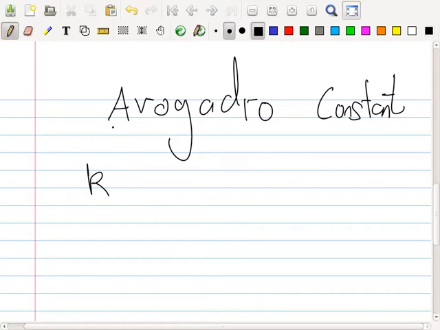Well, anyways, what's the value of it? 6 point something multiplied by 10 to the power of 23. Yeah, 6.02. It's big L. Where do we use k then? k is Boltzmann's constant. It's the one that has the 1.38 value.